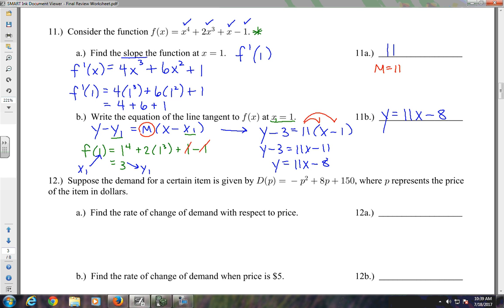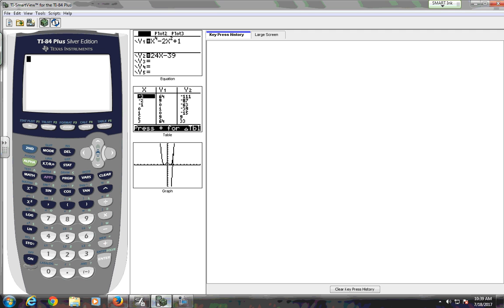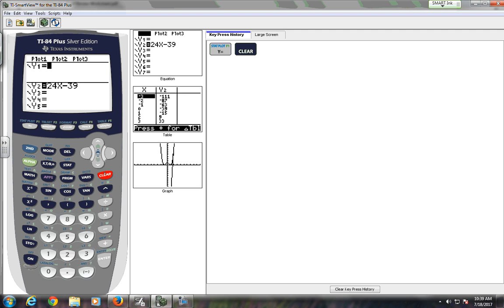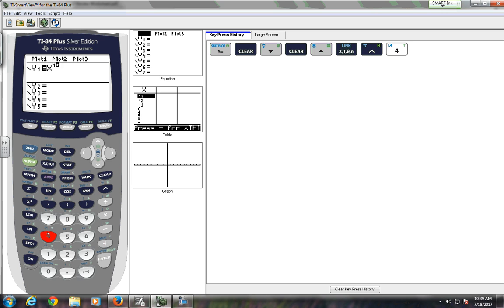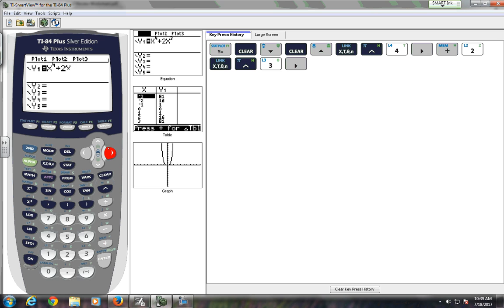Remember, you can check this with your calculator. Let me demonstrate that to you very quickly. It can help you to catch some mistakes on your exam. So on your calculator, go to y equals and enter your original function. So x to the fourth plus 2x cubed plus x minus 1. All right, here's a little sneak peek over here of the graph. I can see it's a polynomial that kind of looks like a W.